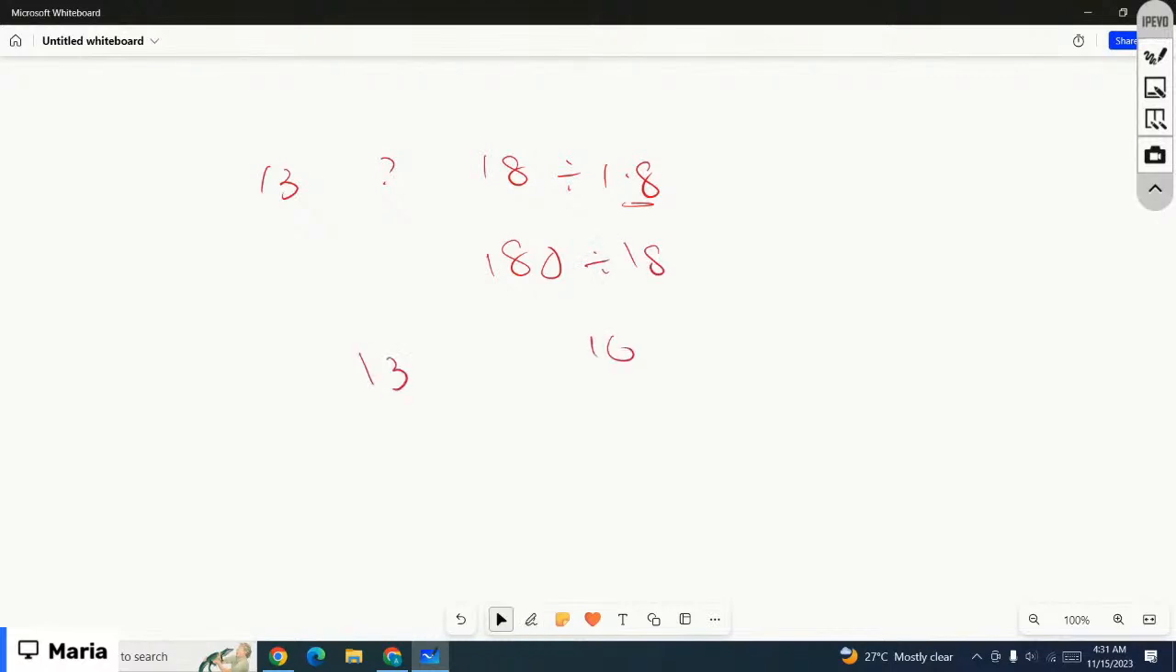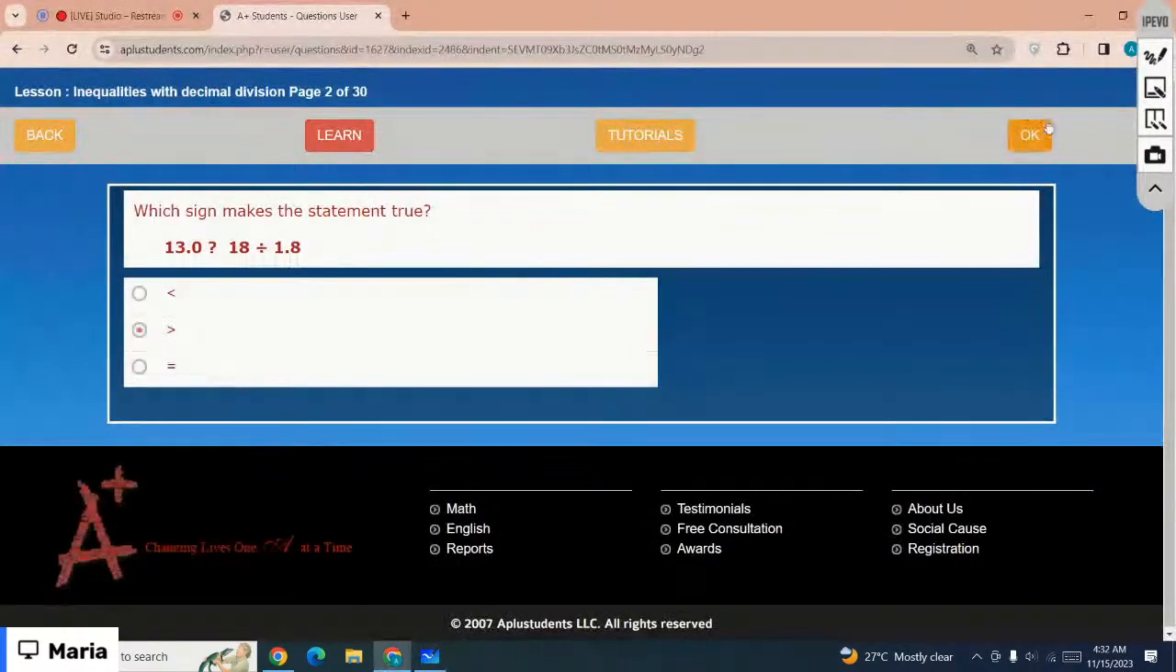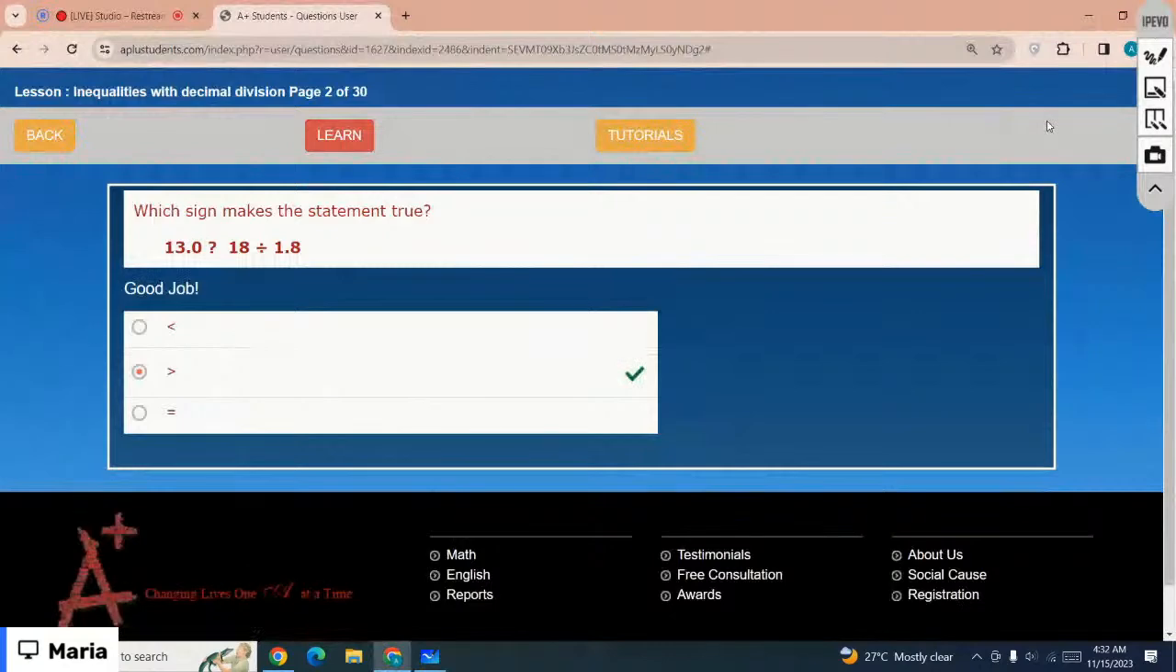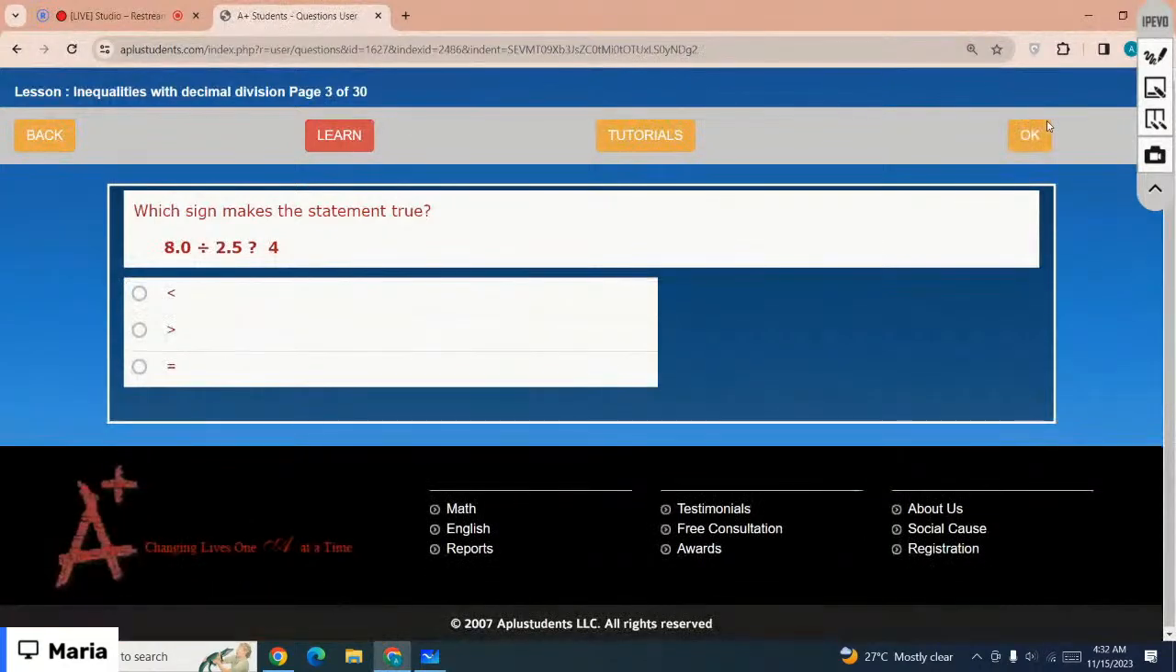So which is greater, 13 or 10? Yes, that is. So 13 is greater than 10. The correct option is greater. Okay, the next one is 8.0 and 2.5 divided by 4.